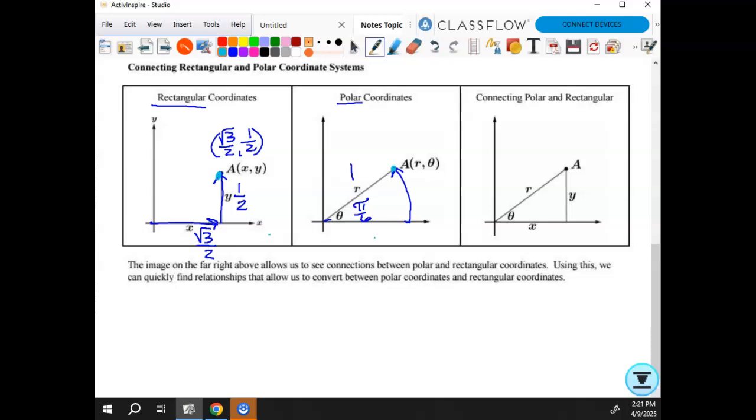That's all it is. So that means here, this is going to be square root of 3 over 2. This is 1/2. This is 1, and this is pi over 6. And that's exactly the whole thing we did the very first day we did the unit circle. Right?